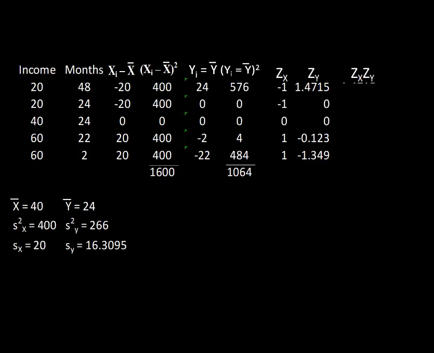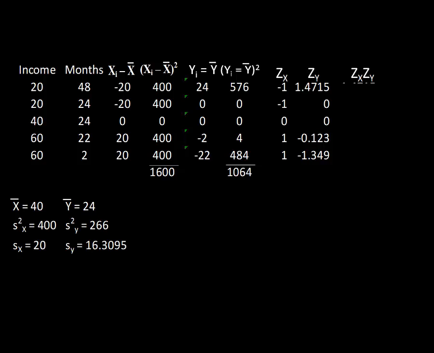Think about it. If both numbers are big and positive, the product will be big and positive. If both numbers are really, really small and positive, the product is small and positive. And if both numbers are negative and really far from the mean, the product is going to be big and positive, right? Because when you multiply two negative numbers together, the product is positive.